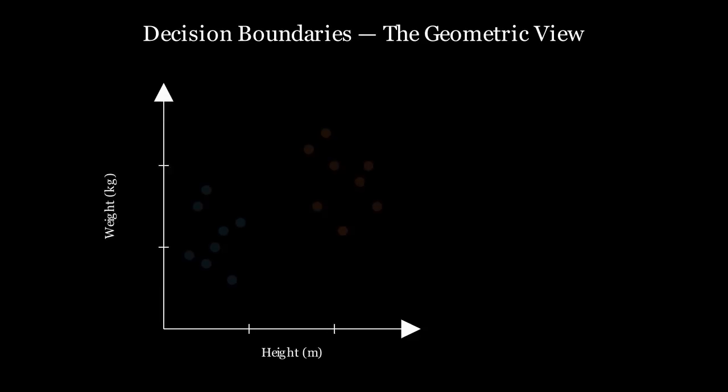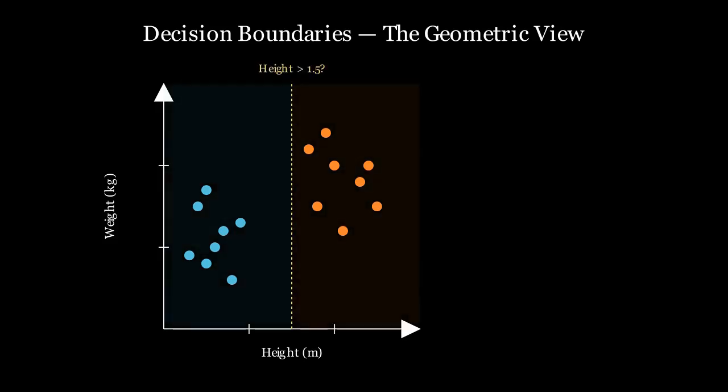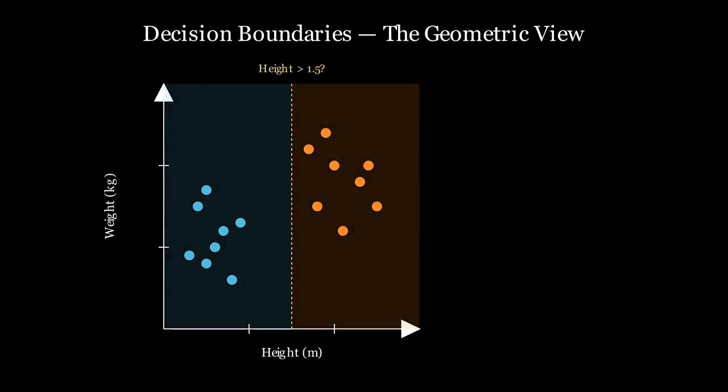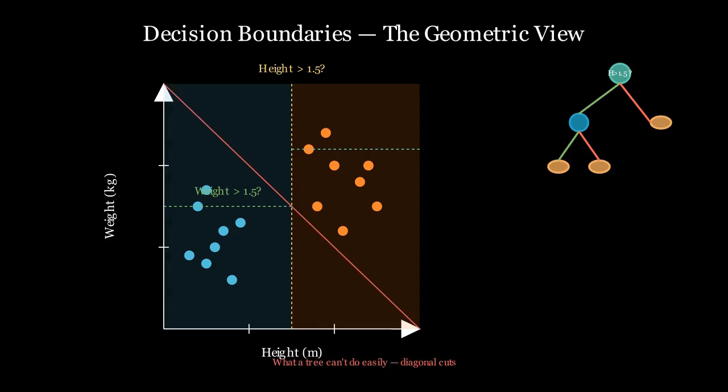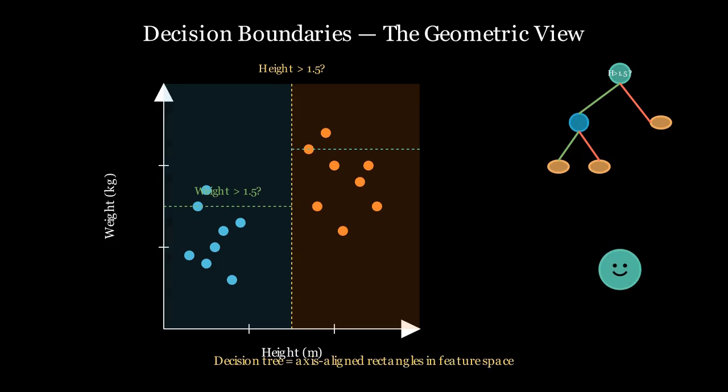There's also a beautiful geometric way to understand trees. In a 2D feature space, say height versus weight, each split draws a perfectly vertical or horizontal line, dividing the plane into 2 regions. After several splits, the entire feature space is carved into axis-aligned rectangles, each shaded with its predicted class. This is exactly what a decision tree produces geometrically, a tiling of rectangles.